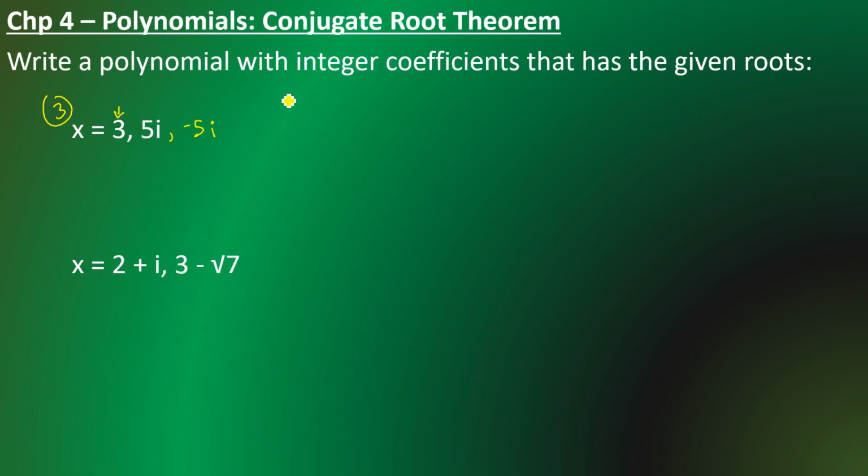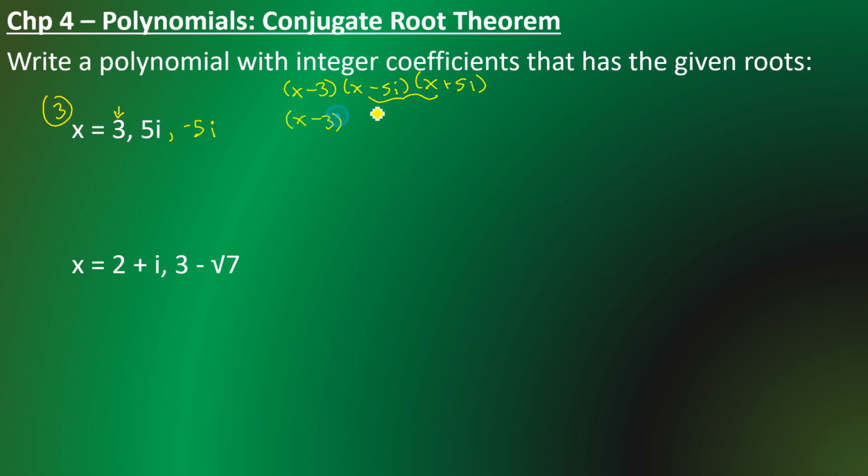Okay, so I unsolve each of these. So I have x minus 3. This will be x minus 5i. And this will be x plus 5i. And again, this is the factored form. To get it into standard form, I multiply. I'm not going to start with this x minus 3. I'm going to start with this.